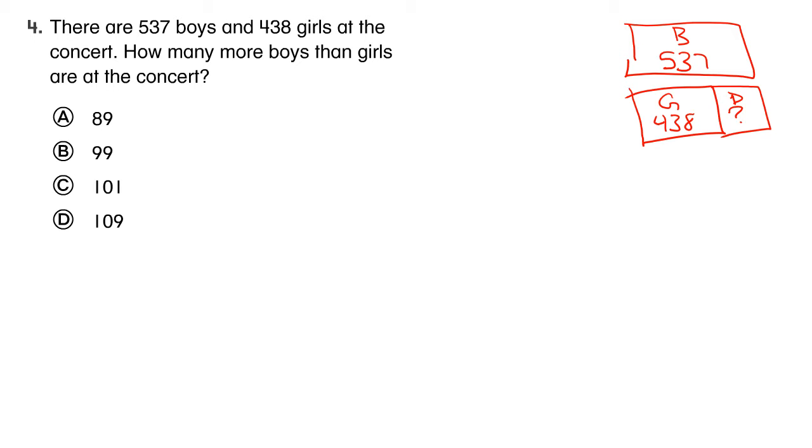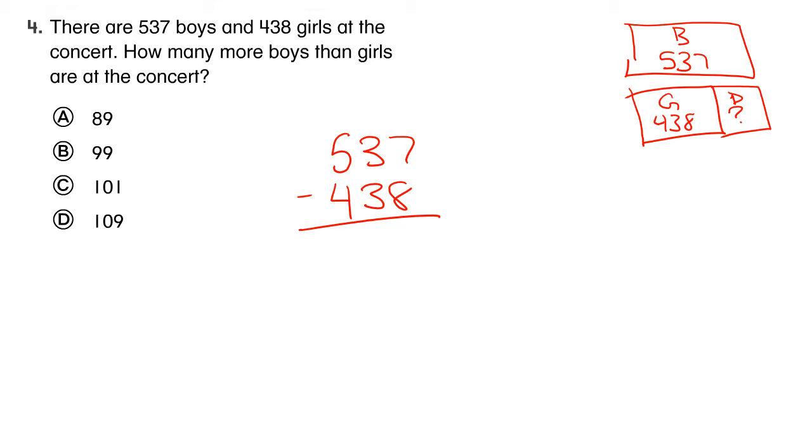So by looking at this bar diagram, we have two ways of solving this problem. We can subtract, or we could add. So we're going to subtract first. So we have 537 minus 438.